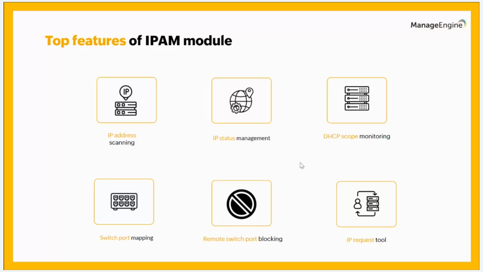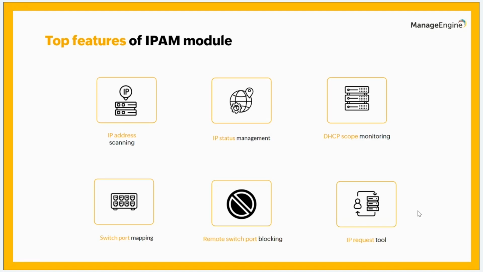And we have another feature called remote switch port blocking, wherein on identifying a device to be rogue, the network administrators can use the rogue device detection feature to remotely block the switch port, preventing access for rogue devices. And the other feature is the IP request tool, which will help you discover your Active Directory into the console, identify trusted devices, and will help you map MAC IP addresses effectively.